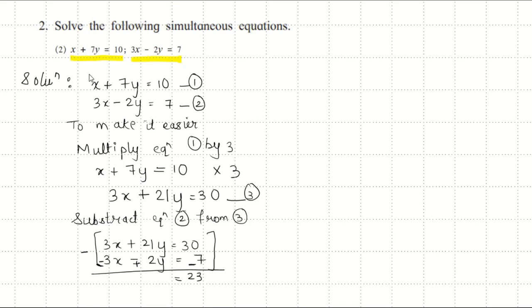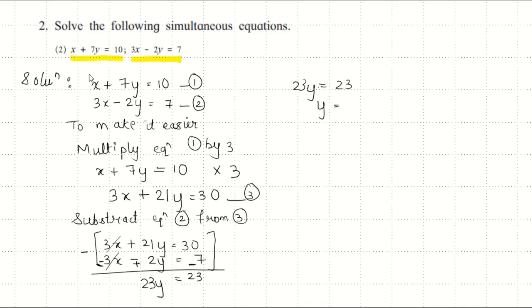Plus 21y plus 2y. Plus into plus is plus. 21 plus 2 is 23. Sign of the bigger number: both have the same plus sign, so it will be plus 23y. And 3x minus 3x will get cancelled. So 23y is equal to 23.